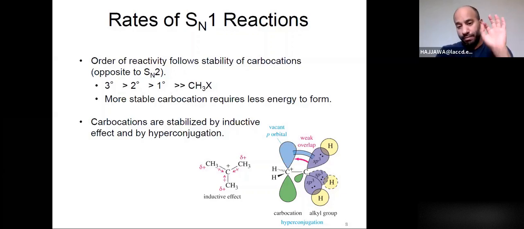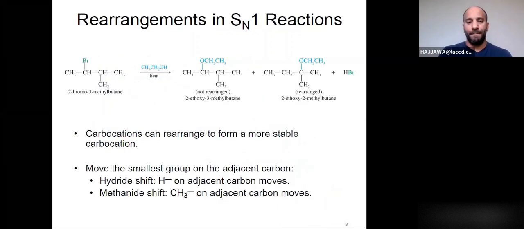Now, just to remind you of the stability of the substituted carbons, tertiary, secondary, and primary, we use two factors. One is the inductive effect, and the other one is hyperconjugation. So make sure that you are aware of that. These two factors are used to justify the stability of tertiary, secondary versus primary. But if I want to justify the benzylic carbocation stability or allylic carbocation stability over the other ones, then I'm going to have to use the resonance stabilization factor.